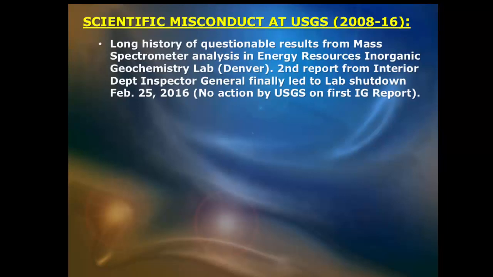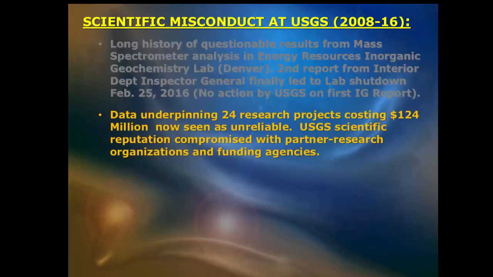Long history of questionable results from the USGS mass spec lab in Denver. They had been reported twice, visits of the inspector general, and they continued to work. The most recent example where they've now been shut down is that they were working on 24 research projects that cost a total of $124 million. Those studies are now seen as unreliable.